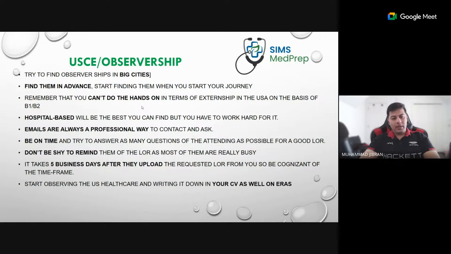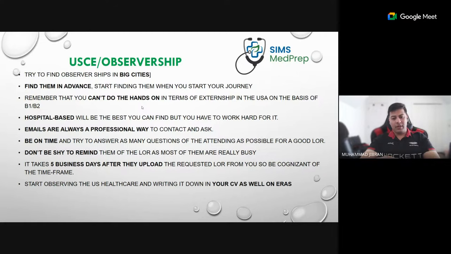And on a B1, B2 visa, you cannot do hands-on work or an externship. Some programs and clinics do let you do an externship, but you cannot mention it anywhere. Also, hospital-based is the one you should be looking for. First of all, go to the programs that participate in the residency program. Go to their website, search them out, see which departments are allowing observerships, fill out the requirements and send them out.